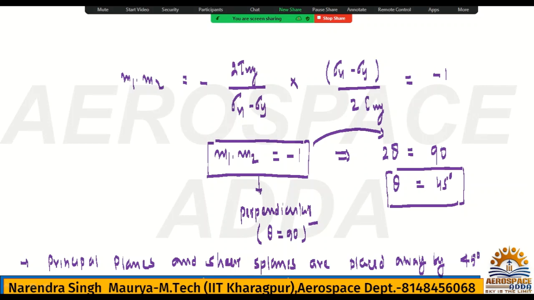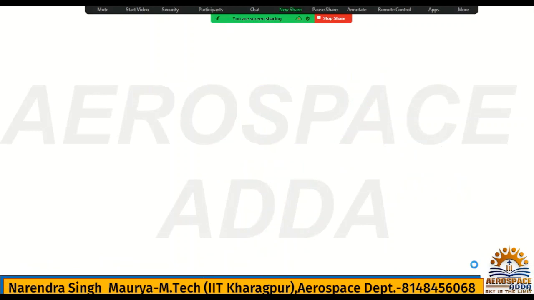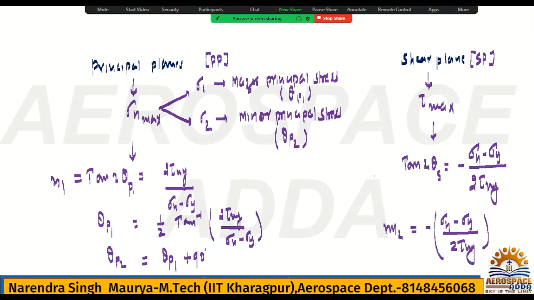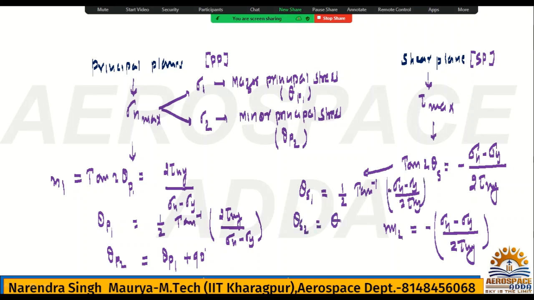So the angle between any principal plane, we have two principal planes, major and minor. Similarly shear plane also we have two. How can we say we have two? See, by this calculation, theta s, you may have theta s1, and that value will be 1 by 2 tan inverse of sigma x minus sigma y over 2 tau xy, with a minus. And theta s2 is nothing but theta s1 plus 90 degree. So two shear planes we have, just like two principal planes.